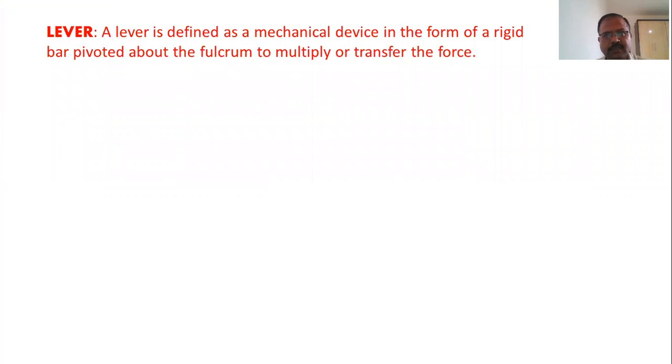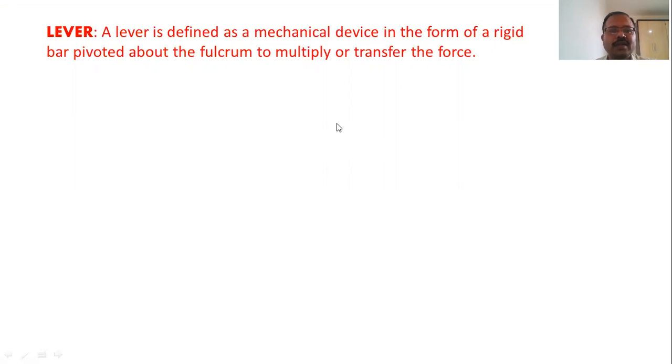Levers are mechanical devices in the form of a rigid bar pivoted about the fulcrum to multiply or transfer the force. In very simple language, a lever minimizes the effort of a person in order to lift a certain amount of load. Or we can say that heavy loads can be lifted with a minimum amount of effort.